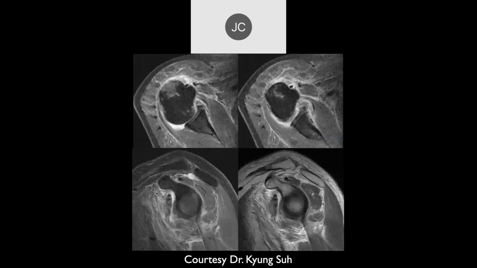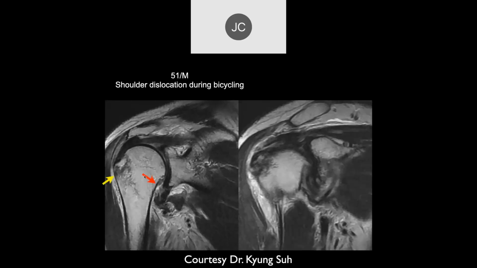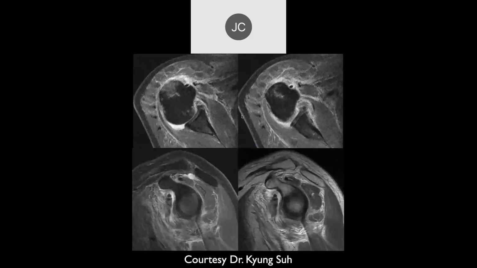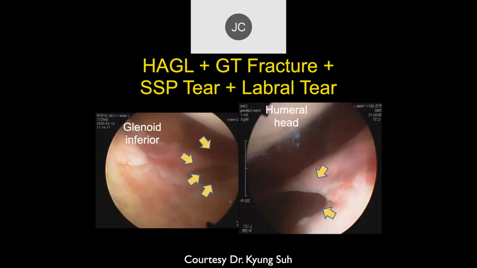And also some injury to the, let's see, there's some other things here. So there's probably a tear here of the supraspinatus. And then here, probably an injury to the anterior labrum as well. And this just shows when they went in there, they saw a lot of defects. So it's a HAGL with a greater tuberosity fracture, supraspinatus tear, and a labral tear, which was all confirmed at surgery.